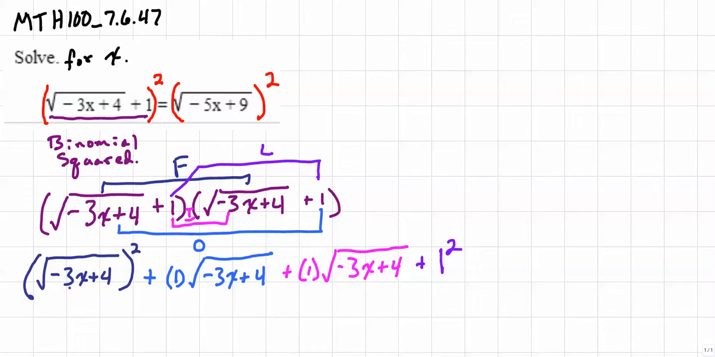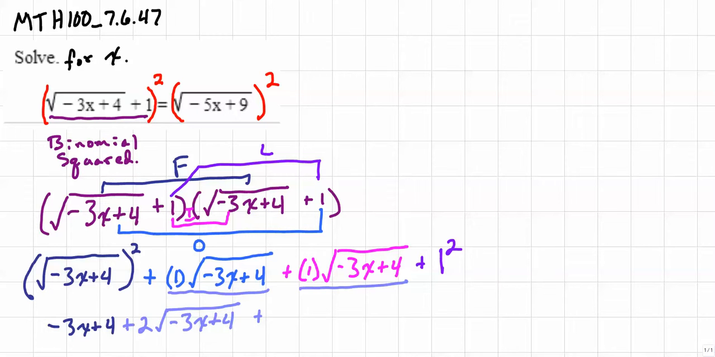And now simplify this. This simply becomes negative 3x plus 4. When I look at both of these, we're going to take this expression and add it to this expression, which will give me plus 2 times the square root of negative 3x plus 4, plus 1, because I want to take care of this value right here. So now that's what's on the left-hand side.